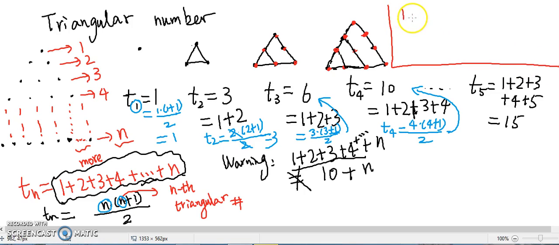We get 1, 3, 6, 10, 15. If we want to get T6, just replace n with 6. So we will get 21, and so on.